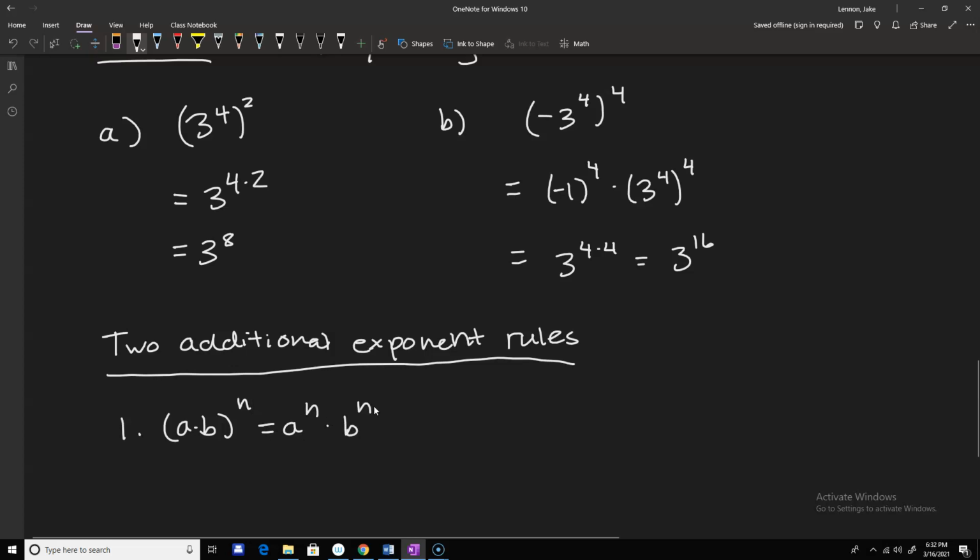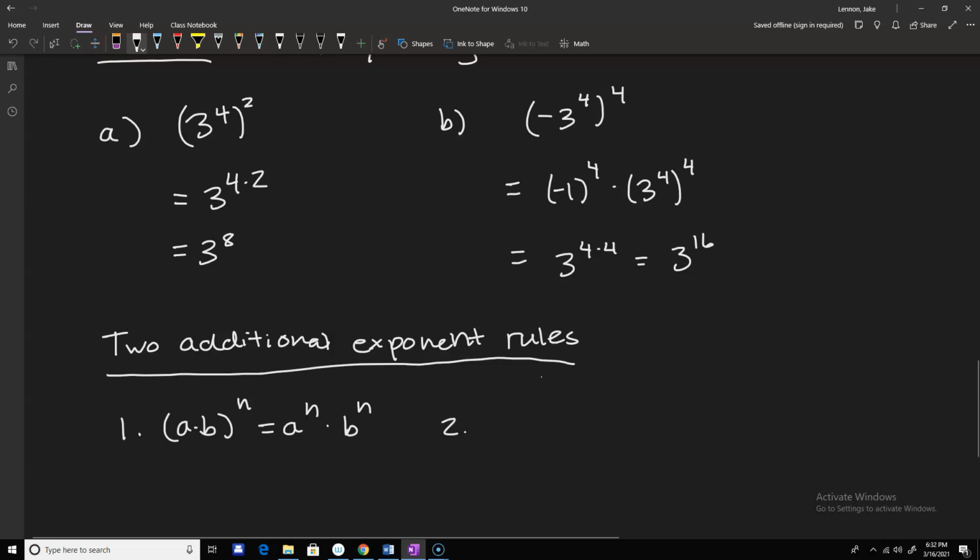Because really, you would just be writing a times b down n times, then shuffling all your a's to the left and your b's to the right, which is okay to do because of the commutative property, meaning it doesn't matter what order we multiply things in.